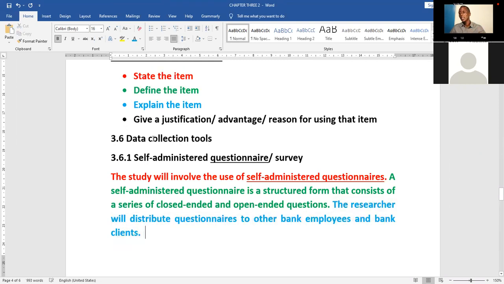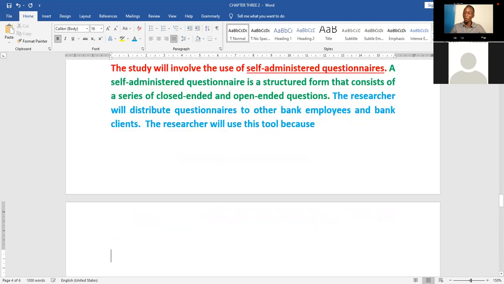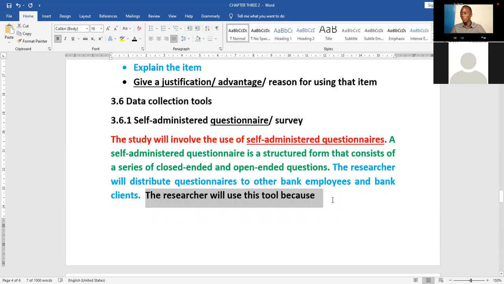Now, the last one is justification. Why are you using the self-administered questionnaire? For the justification, you're supposed to start like this. You're going to say that the researcher will use this because. After putting because, that's when you look for the justification or the advantage and put it there.